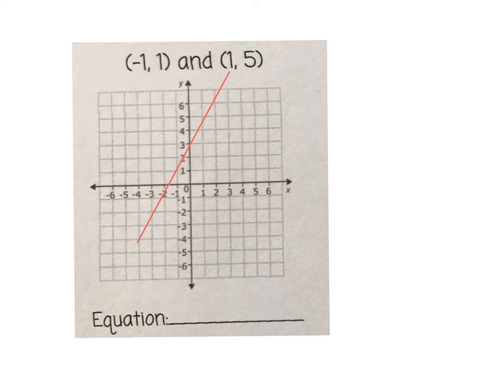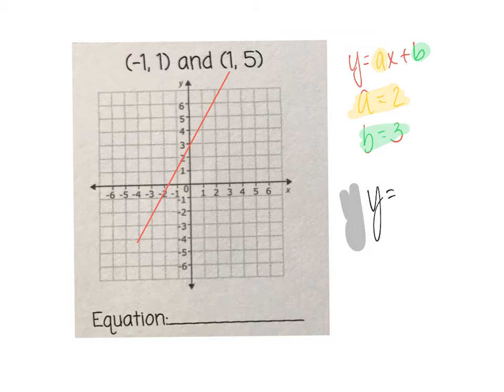All right, so if you remember, our calculator screen said a equals 2 and b equals 3. And we have up above y equals ax plus b. Really what we're doing here now is just a substitution. Where it has an a, we're going to put the a value. Where it has the b, we're going to put the b value. So our equation is y equals 2x plus 3.